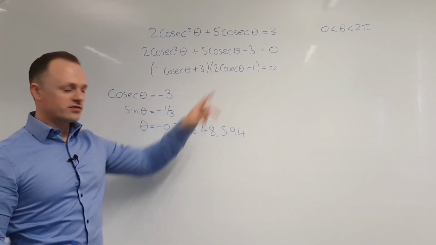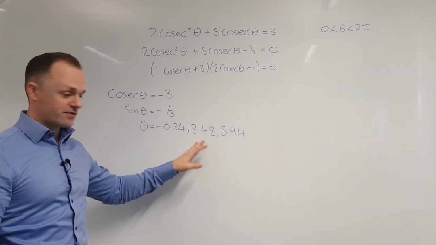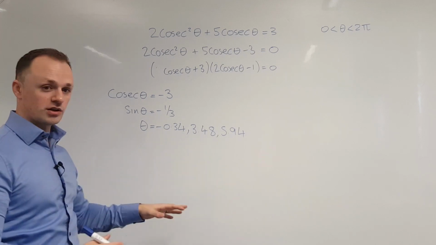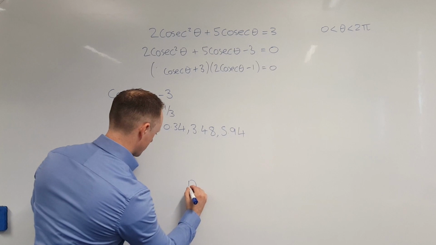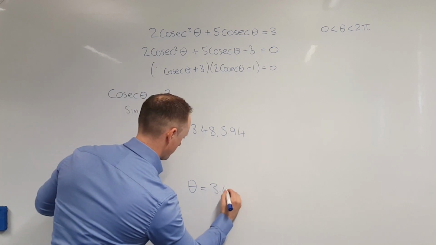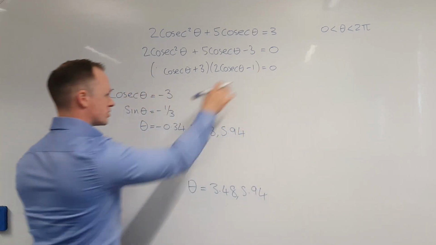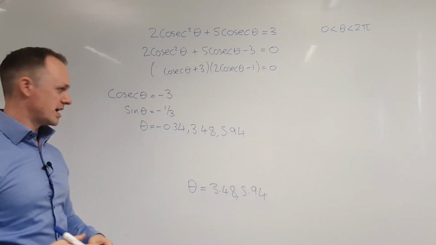Before we solve this final part, it might be a good idea to start constructing our final answer, because here we've got a solution that we don't want and we need to make sure that we don't include that. So at the bottom here, I'm going to write theta equals 3.48 and 5.94. If there are any extra solutions from this, I can just add them on there.